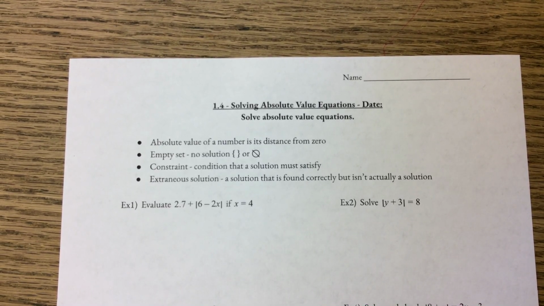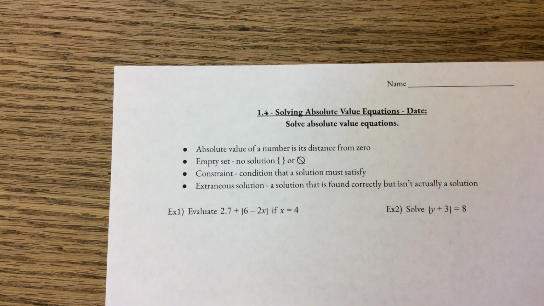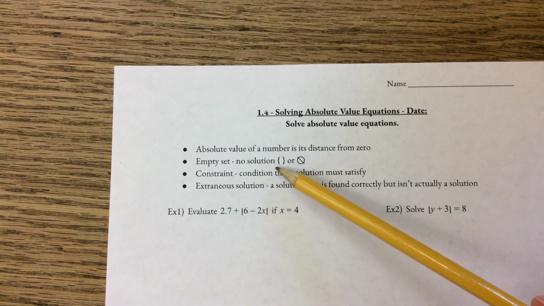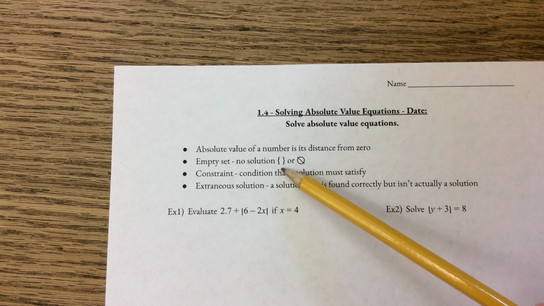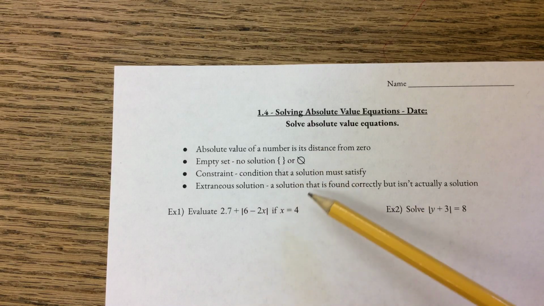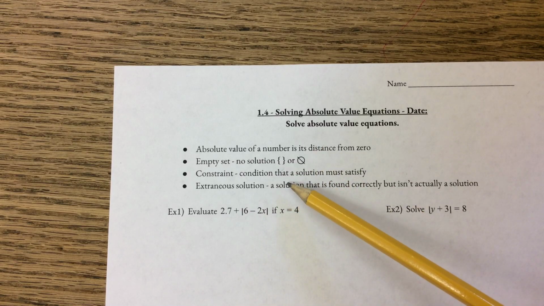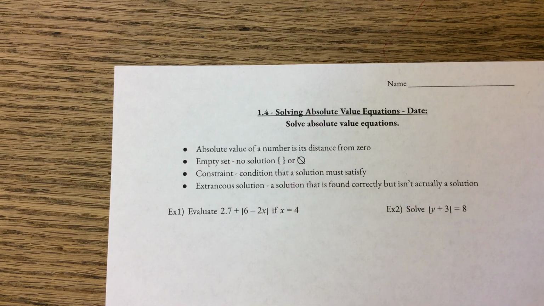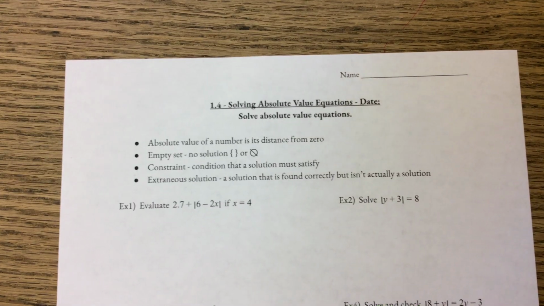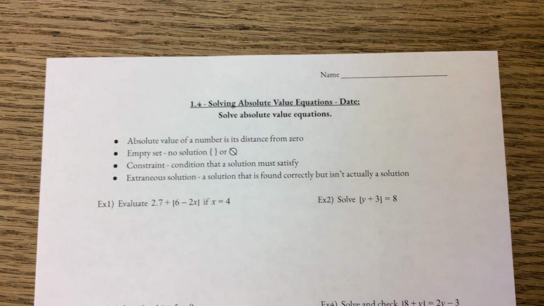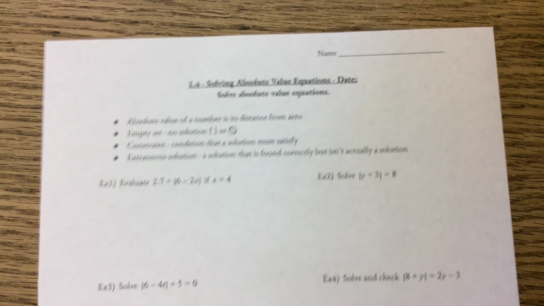Alright, so today we are looking at solving absolute value equations. The absolute value of a number is its distance from zero. A couple other pieces of vocab on here. The empty set means there's no solution, and it can be shown with brackets that have nothing in them, or the little circle with the slash through it. A constraint is a condition that a solution must satisfy, and an extraneous solution is a solution that is found correctly but isn't actually a solution.